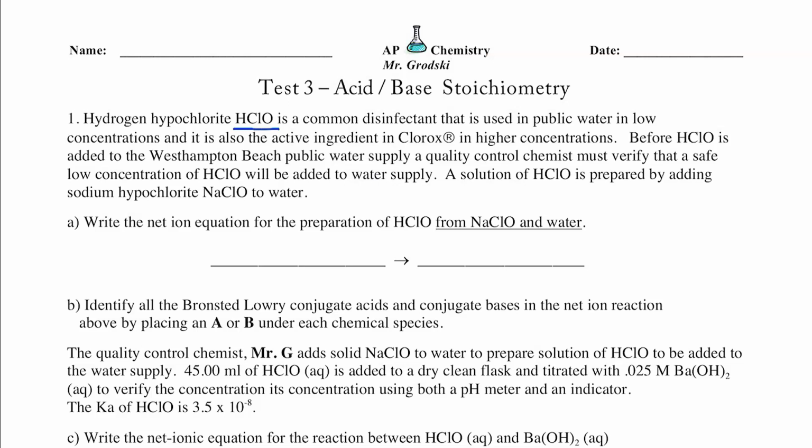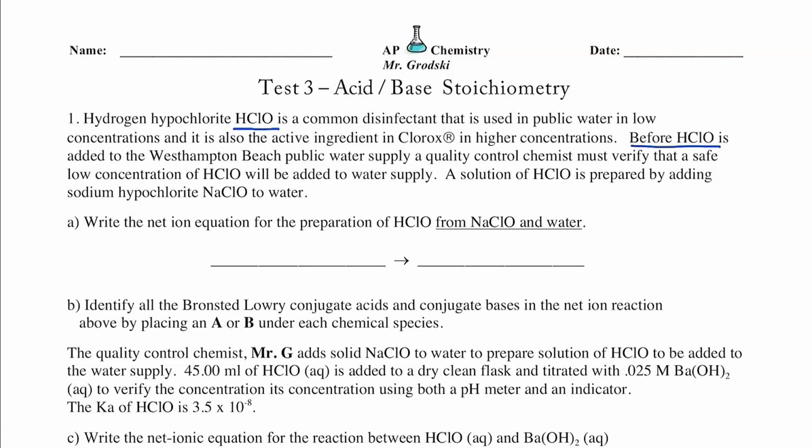Before the hydrogen hypochlorite is added to West Ham Beach public water supply, by the way, all public water has a disinfectant added to make sure that there isn't a bacterial outbreak. You know, diseases are caused by pathogens. Some pathogens, of course, are bacteria. So we control for that by adding disinfectants. All right, we must verify that a safe low concentration will be added.